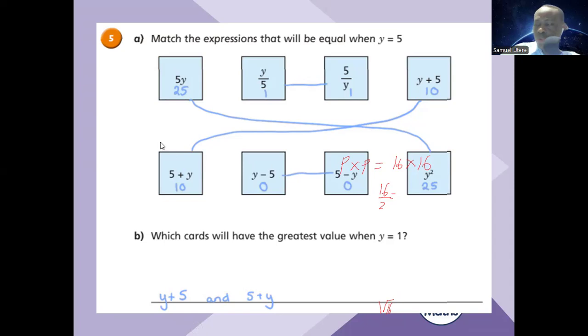Okay. I'll pause for you to have a think about this. Just have a look. Or you can pause the video. Let me rub this off. Okay. The next one is which cards will have the greatest value when y is 1? Of course, the card y plus 5 or 5 plus y will have the greatest value.